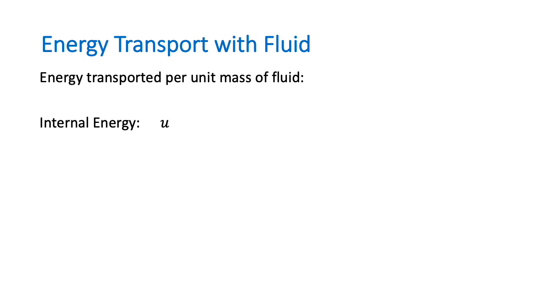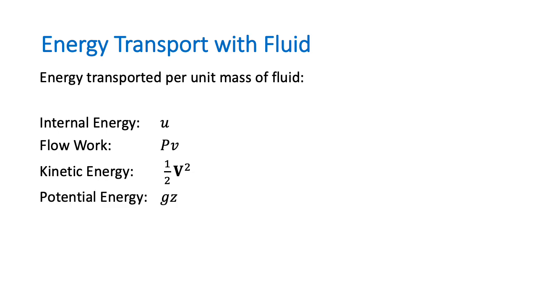This would include the internal energy, u, because all fluid possesses internal energy, which it carries along with it. But it also includes the flow work, P v, because this is the work which is done to keep the fluid moving and it is carried as energy along with the fluid. The fluid has kinetic energy, half V squared per unit mass, and it has potential energy, g z, per unit mass.